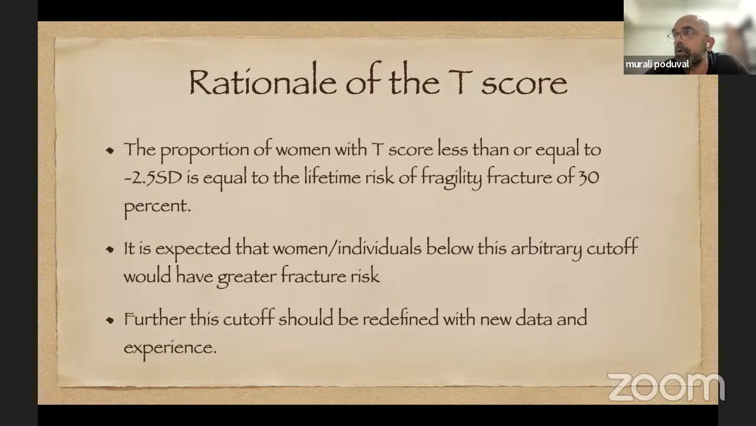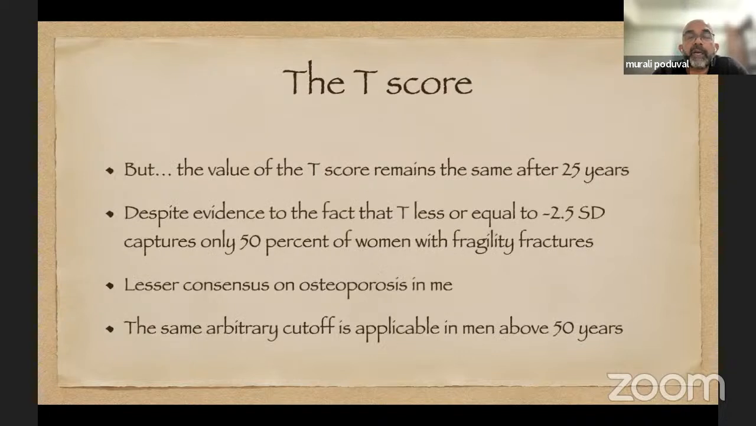So you would expect that over the 2.5 decades that we've been following this criteria of the T-score to define osteoporosis, we would have seen some refinement of the criteria and of the scores over time, with data and experience. But the value of the T-score remains pretty arbitrary, the same after 25 years. Despite evidence that T-scores of minus 2.5 standard deviations or less capture only 50% of the women with fragility fracture. And there is far lesser consensus on osteoporosis in men. And despite that, the same arbitrary cutoff is applicable in men above 50 years.